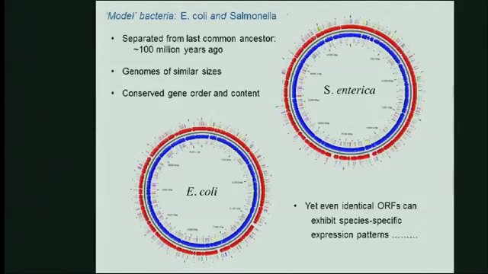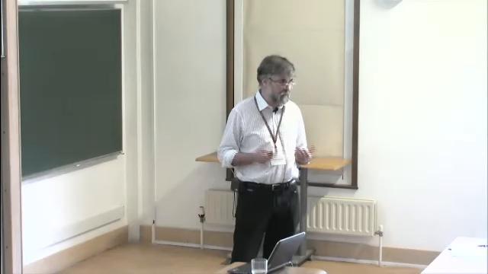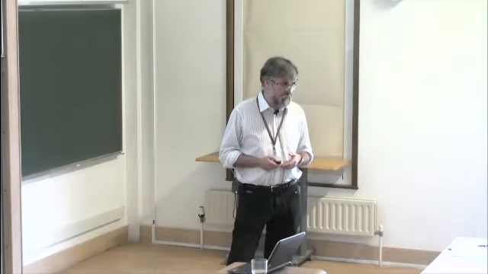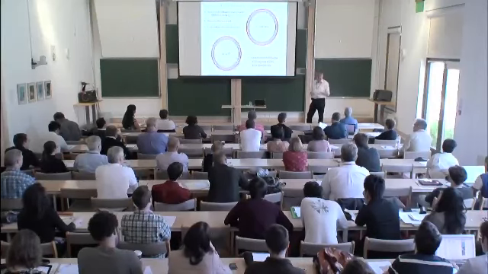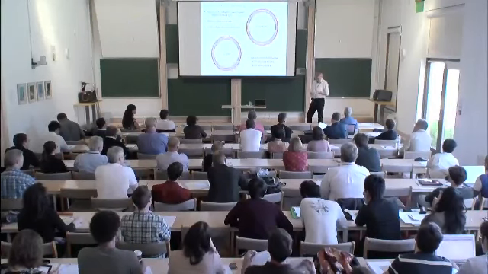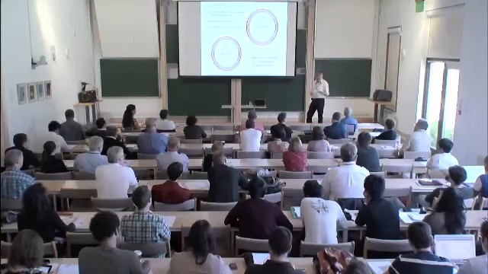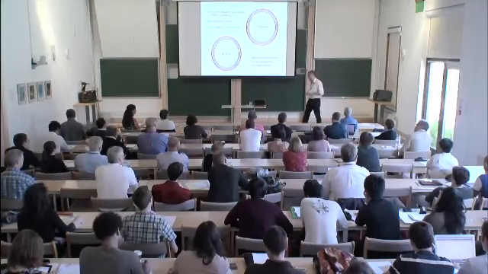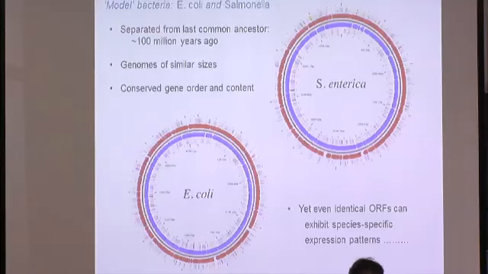So these two bacteria separated from the last common ancestor about 100 million years ago. And although they've gone their own ways, they have retained a great deal of similarity in terms of their genome structure. So the genomes continue to be similar in size. They have a remarkably similar gene content, and the order of the genes is highly conserved as well, as are many of the key regulatory features. And yet, it's possible to take out individual open reading frames that are absolutely identical, completely conserved between these species, and demonstrate that they're regulated in their bacterial hosts in distinct ways.